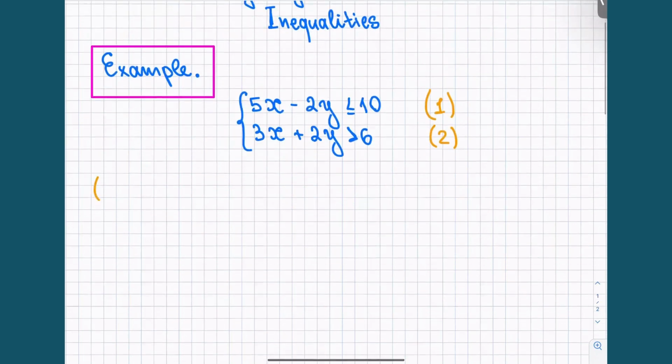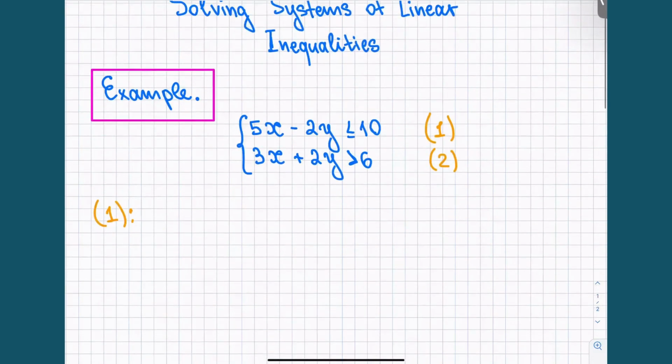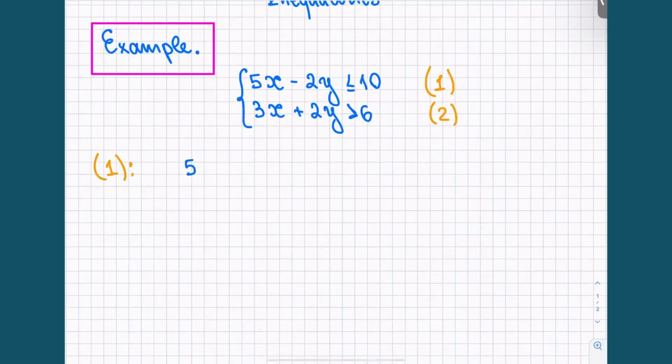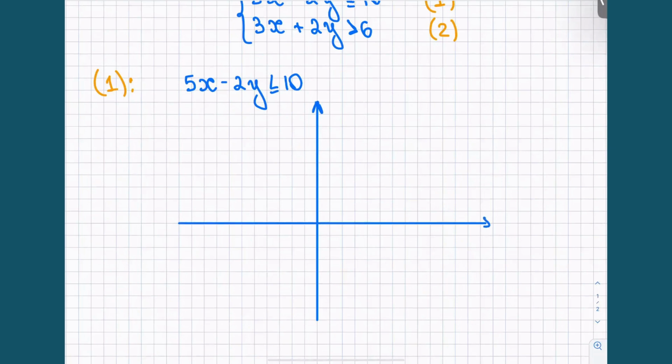So first, I would like to solve the inequality number 1. So how do we do that? How do we solve this inequality graphically? So first, let me write down this inequality right here, dear students. So we have 5x minus 2y less or equal 10. So how do we solve it graphically, dear students? First of all, we have to draw the Cartesian coordinates. So we put here the x-axis, the y-axis, and here in the middle the origin.